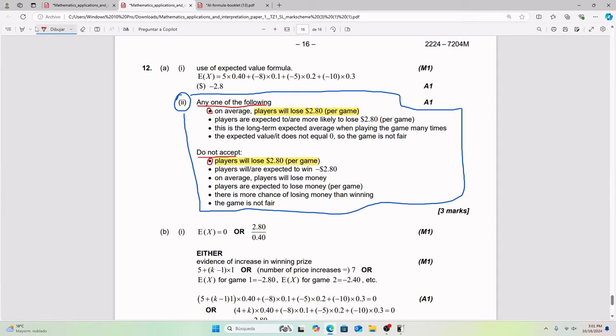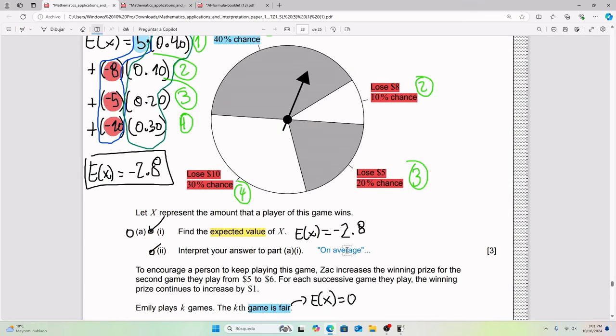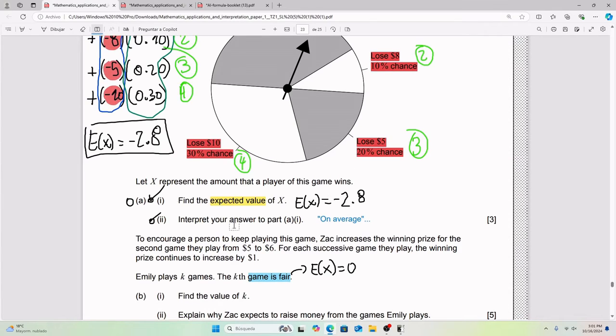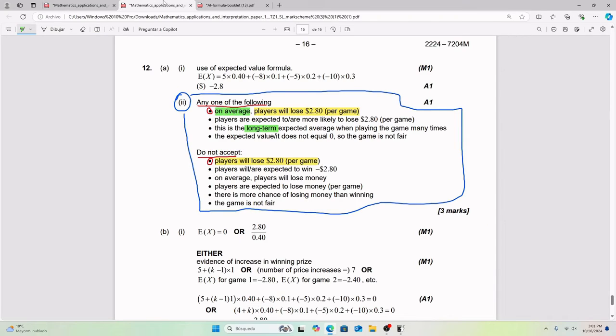Why do we not accept the one on the bottom? Because you don't mention that it's on average. You don't mention anything about being long-term. So it's very important that for the interpretation of expected value, we talk about on average and long-term, etc. The same sort of example happens down here. It's not enough to say that it's not fair. You have to include the whole thing before it, which is the expected value does not equal 0, and so on. For the interpretation, you have to give a reason, and you have to make it very clear that you understand it has to do with the long-term, on average sort of thing.